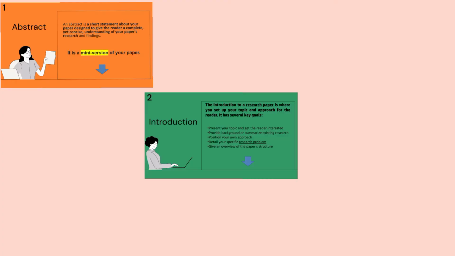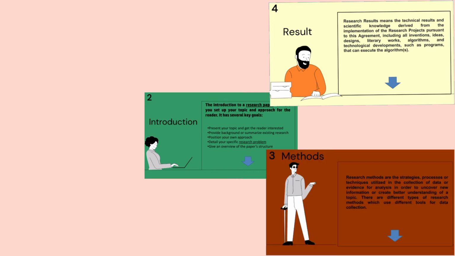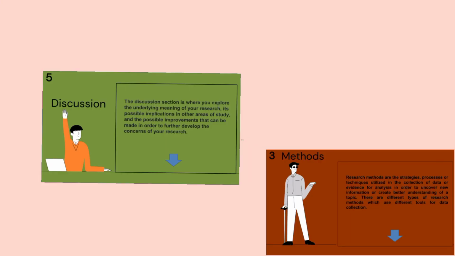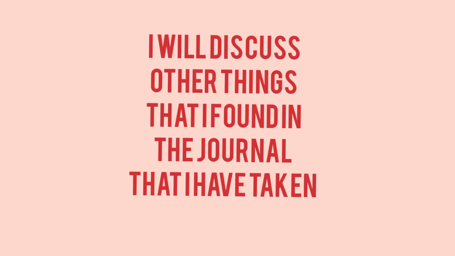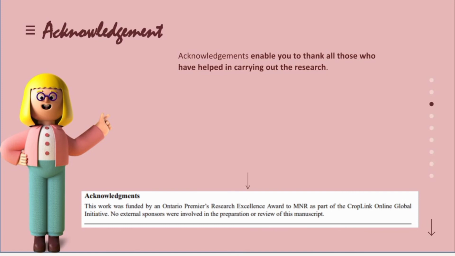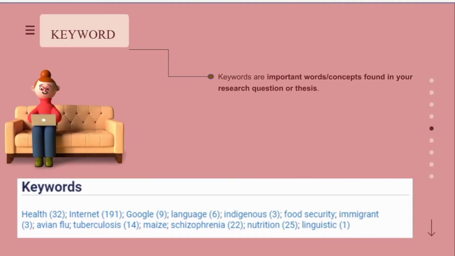Okay, everyone, I have explained all the parts that are in the journal that I have taken. Then I will discuss other things that I found in the journal. It is the acknowledgement, which enables you to thank all those who have helped in carrying out the research. Below it, I display a picture from the journal. Besides that, I found another part, the keywords, and below it, I display a picture from the journal.